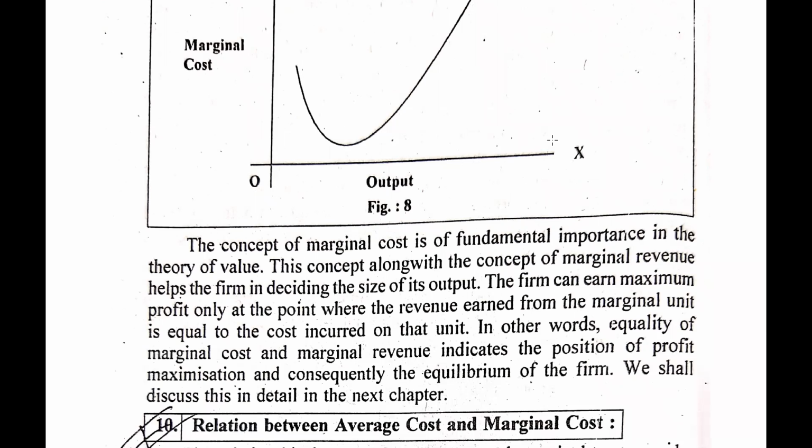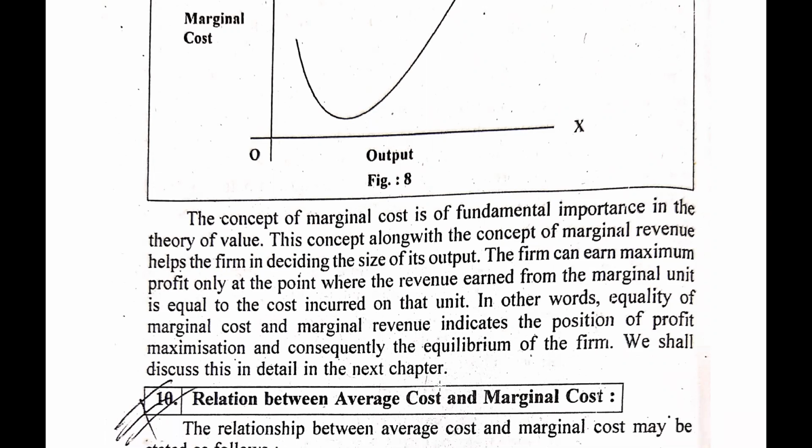So what is the concept of marginal cost all about? Let's read. The concept of marginal cost is of fundamental importance in the theory of value. This concept, along with the concept of marginal revenue, helps the firm in deciding the size of its output. The firm can earn maximum profit only at the point where the revenue earned from the marginal unit is equal to the cost incurred on that unit. In other words, equality of marginal cost and marginal revenue indicates the position of profit maximization and consequently the equilibrium of the firm. We shall discuss this in detail in the next chapter.